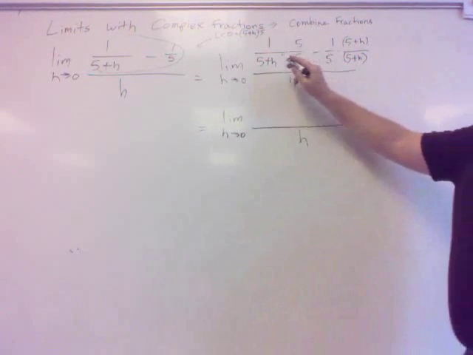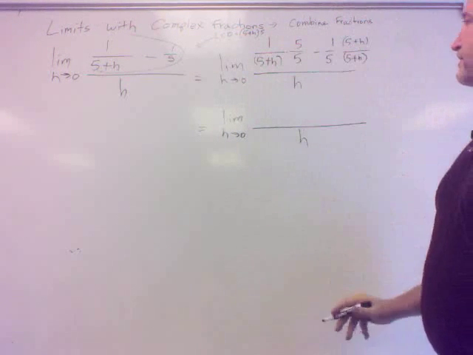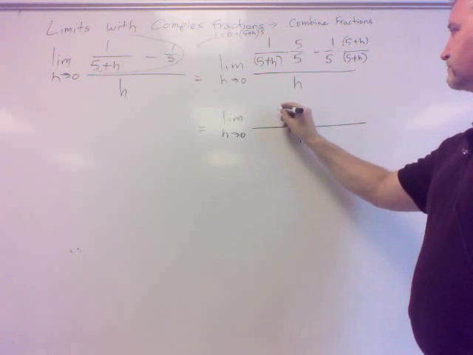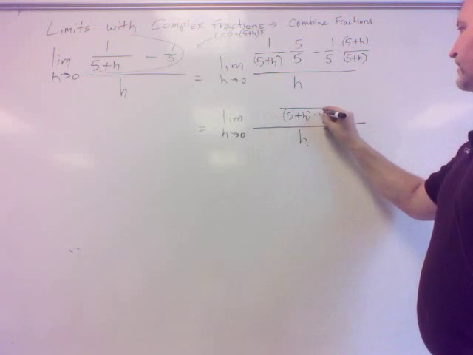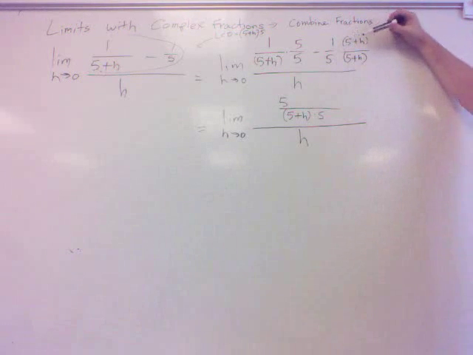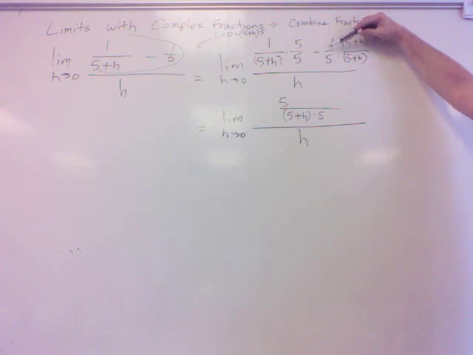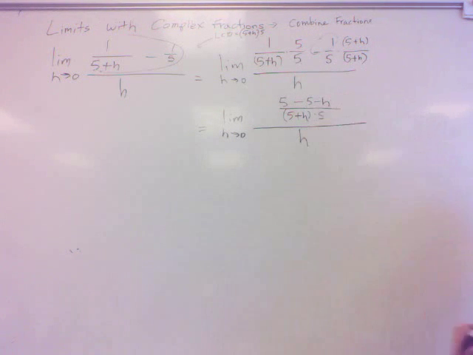It's all good. But now I have, don't I, the bottom the same, so I can actually subtract these fractions, combine them, and get one common denominator there. Now what's the numerator? Well, the numerator here will be 5, and the numerator here, be careful there, won't it be minus 5 minus h? Because that's a minus 1 there. Is everybody okay on that? Just combining the fractions there.